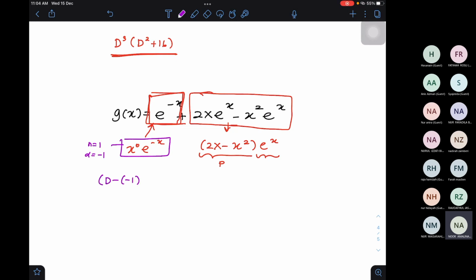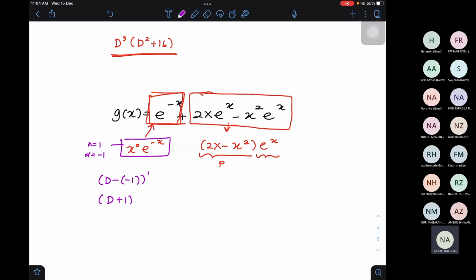So your alpha is negative 1, to the power of n, power 1. So you will get your differential operator D plus 1 for the first function. Okay, and then for the second one, you see you have the polynomial and exponent. So macam mana kita nak tahu kuasa polynomial ni, kita cuma ambil yang paling tinggi. So from here we get our n is equal to 3, 2 tambah 1. Our alpha is equal to 1, power dekat depan ni.